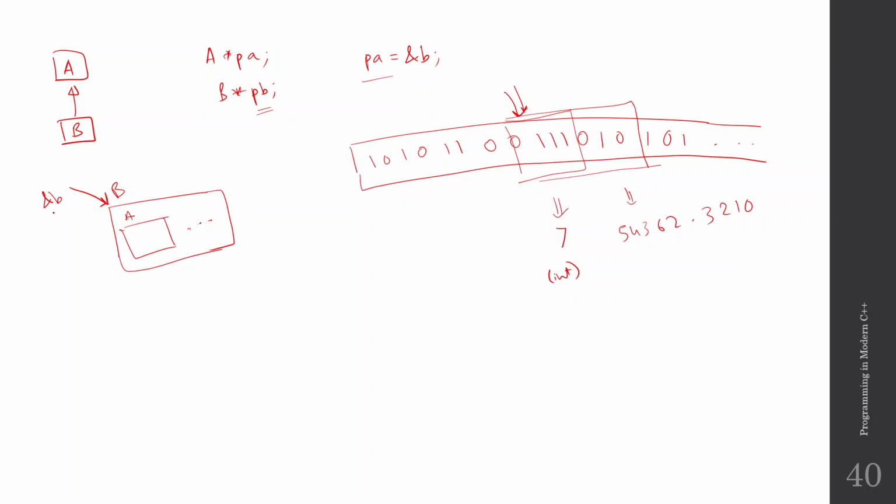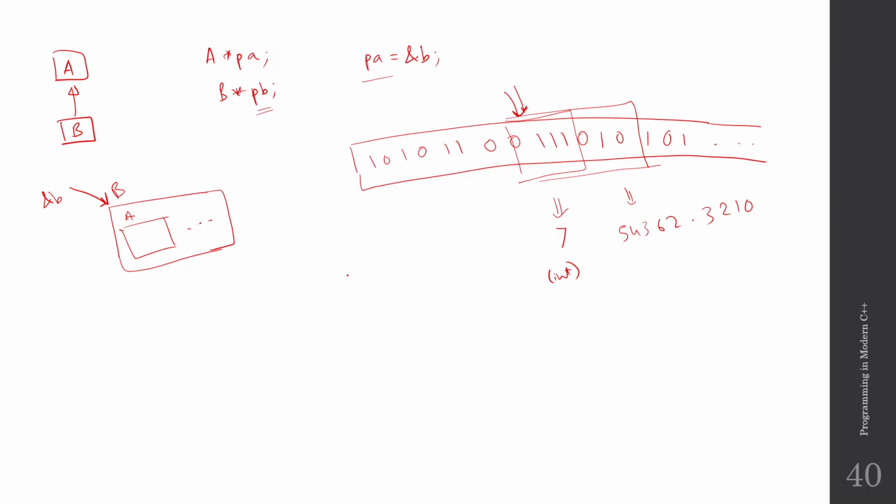But when we assign, sir, I don't understand, sir. We are assigning the address of B to PA. B is larger in size and A is smaller in size. How does the address of B go to PA? All the addresses are of the same size, 8 bytes. But I am not able to understand how a B class object is converted to an A class object. It is not converted, it is interpreted.